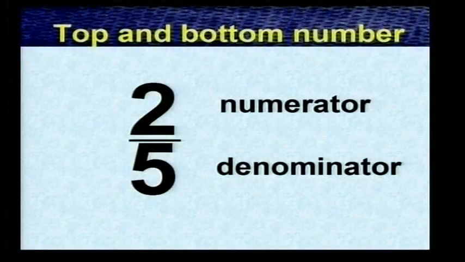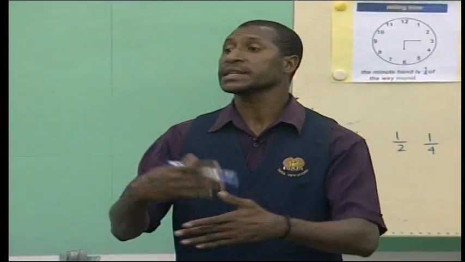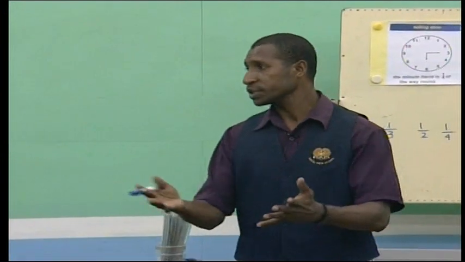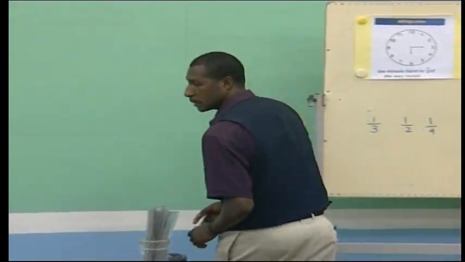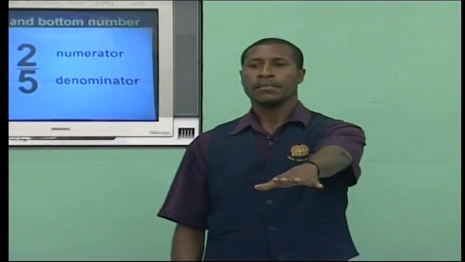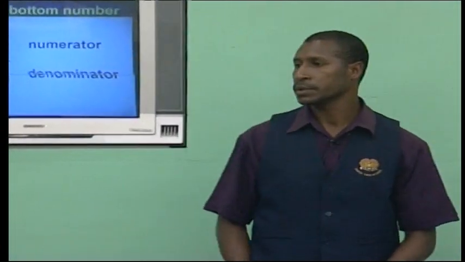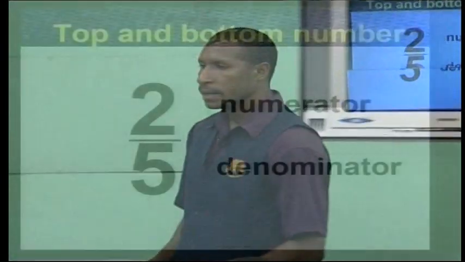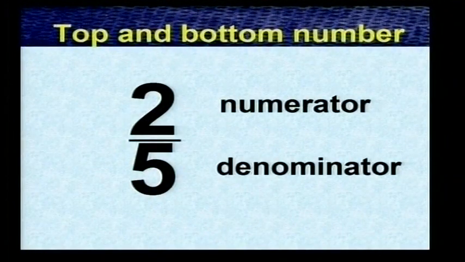The top number shows how many parts you have. Very good. The top number of the fraction, which is the numerator, shows how many parts you have, or how many parts you have taken out from the whole part of the fraction which is given. Now, what does the bottom part show? Okay, let's have Kalen. Kalen?